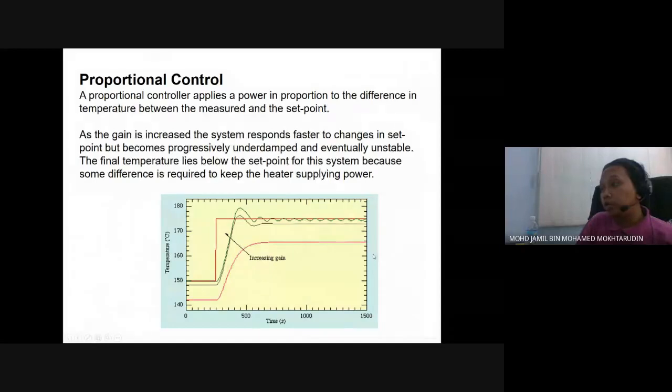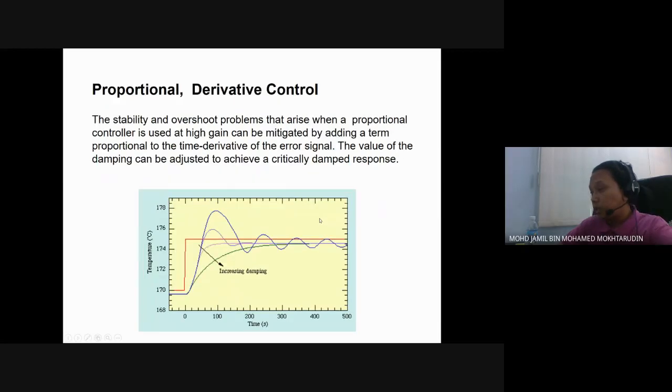Okay, so we look at the first controller, which is the proportional controller. The proportional controller basically causes the system to change in the set point, or reduces the rise time. However, it will cause overshoot and damping. If you add derivative to the proportional controller, it will cause more damping and overshoot, but it will reduce the steady state error.